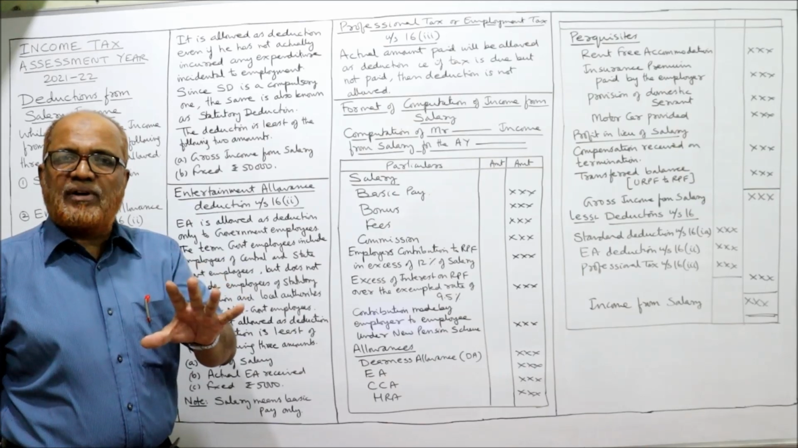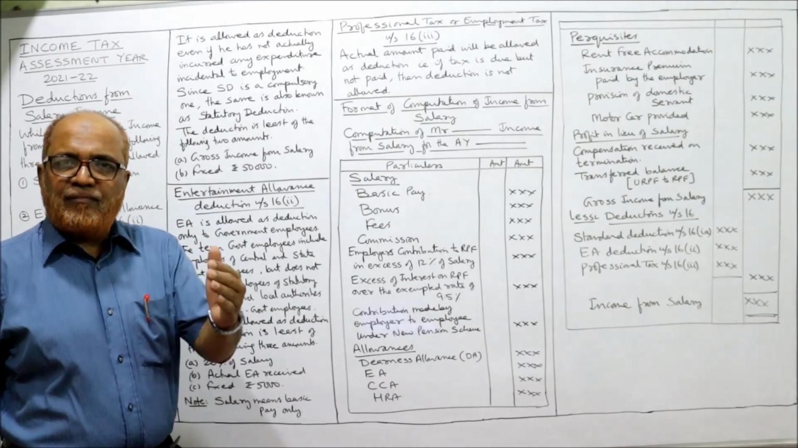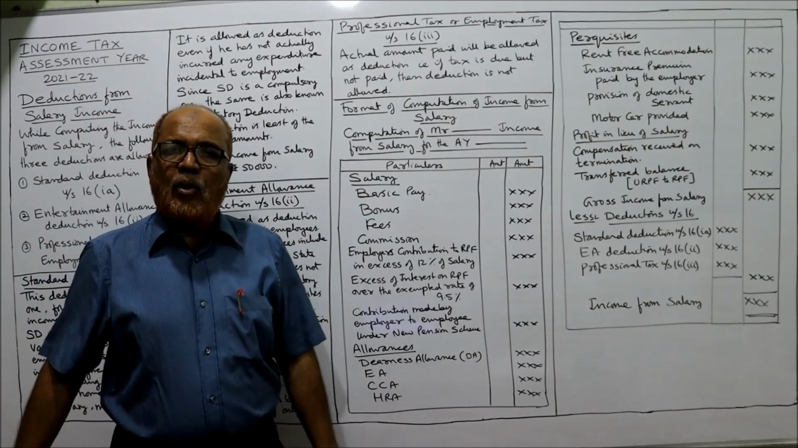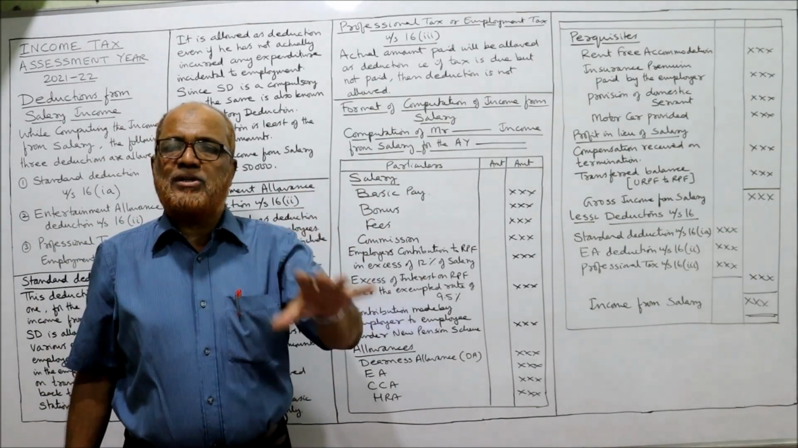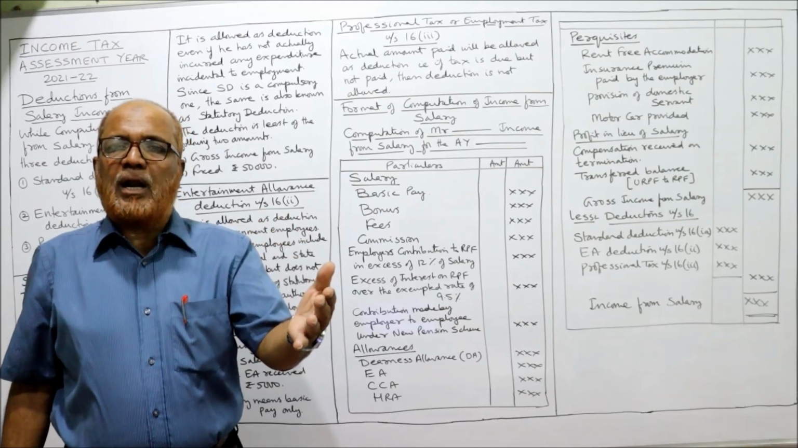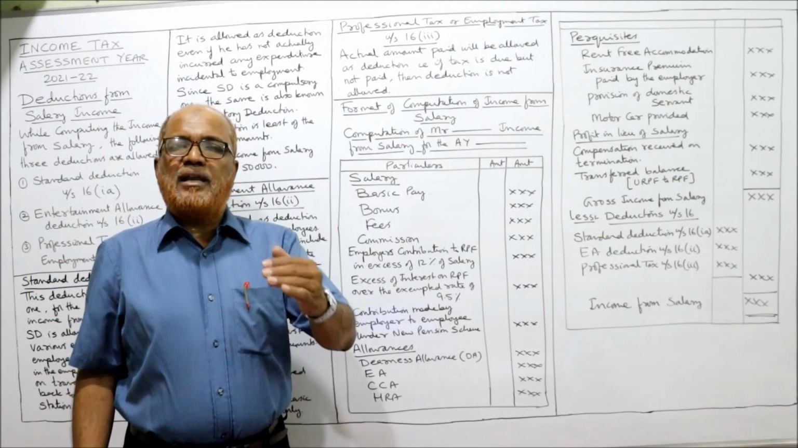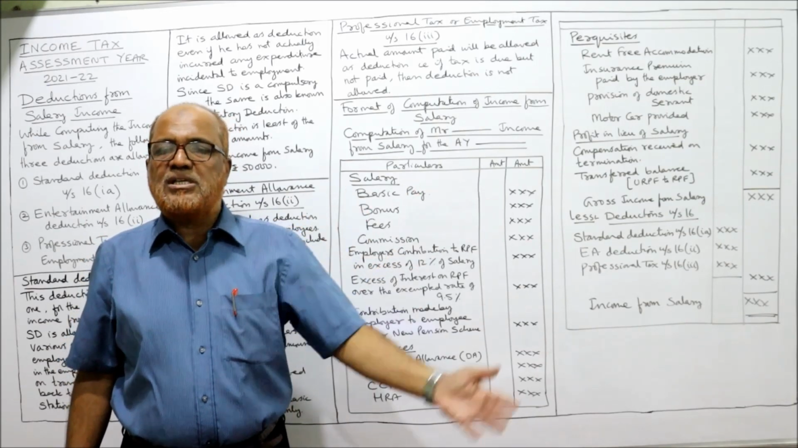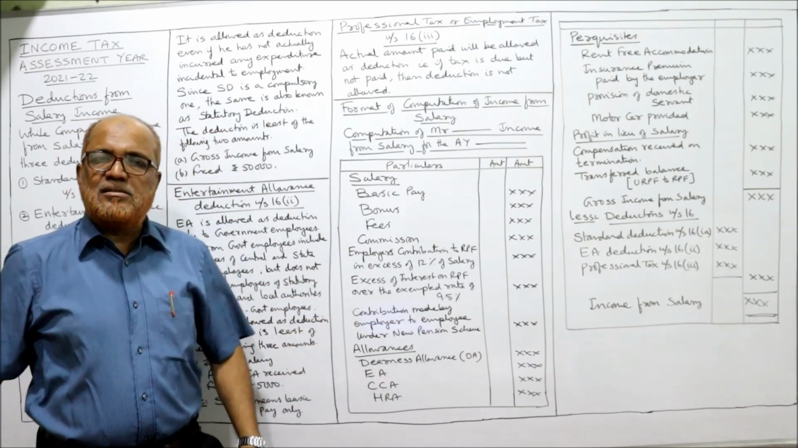The few items I have explained to you. What are the few items? First one, basic pay, then fees, then bonus, then commission, then employer's contribution to RPF in excess of 12% of salary. Similarly, interest credited to RPF in excess of 9.5%. Similarly, employer's contribution to the employee's new pension scheme. These are the items. Next comes allowances.